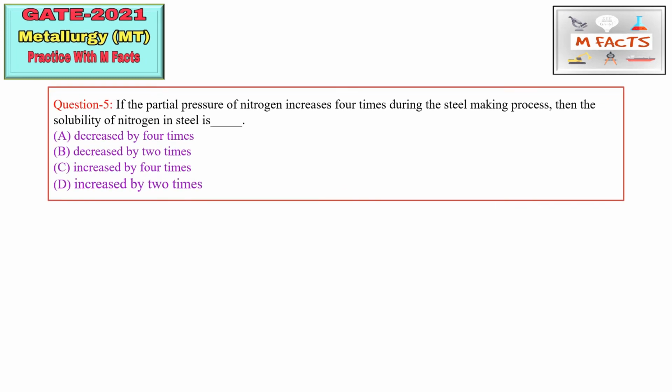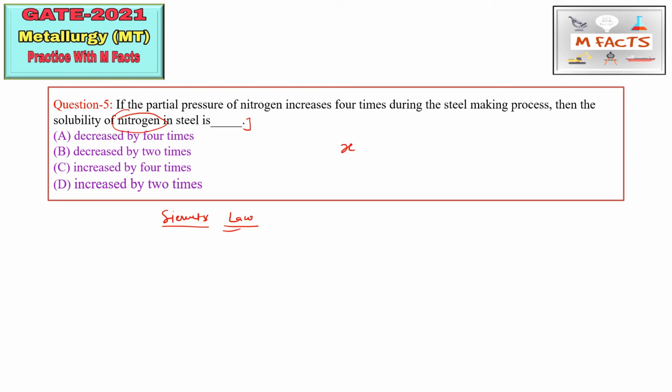So the next question is, if the partial pressure of nitrogen increases 4 times during the steel making process, then what happens to the solubility of nitrogen in steel? Okay, so they are asking about the solubility of nitrogen. So nitrogen is a diatomic gas, and the solubility of diatomic gases in liquid steel may be represented through Sievert's law. You must have heard about Sievert's law. I already made videos on Sievert's law. You can go through our playlist and watch those videos.